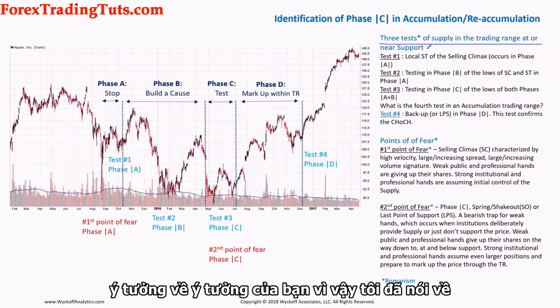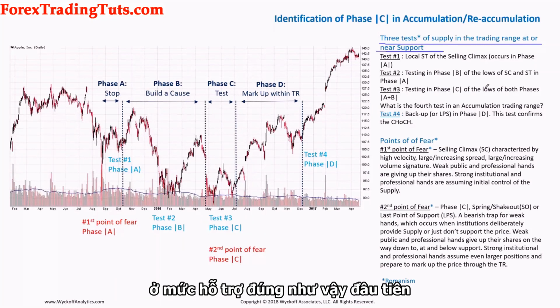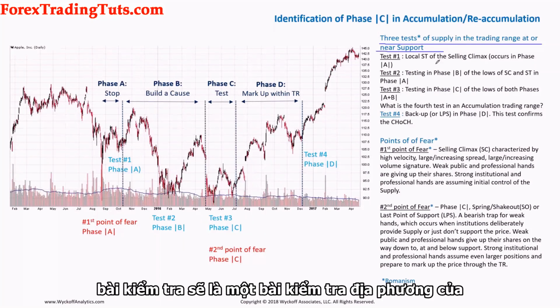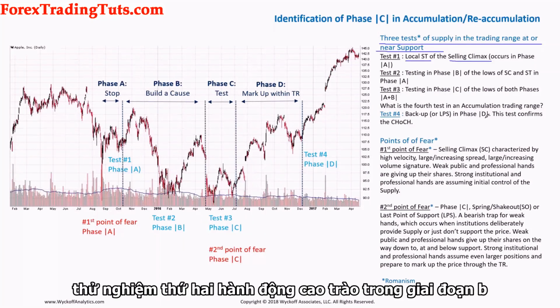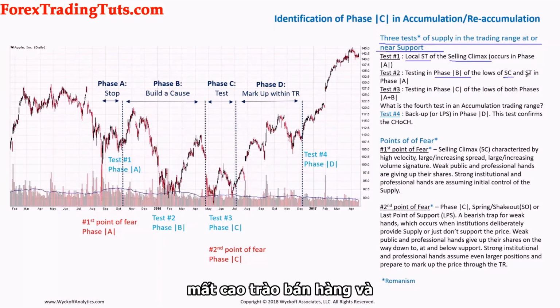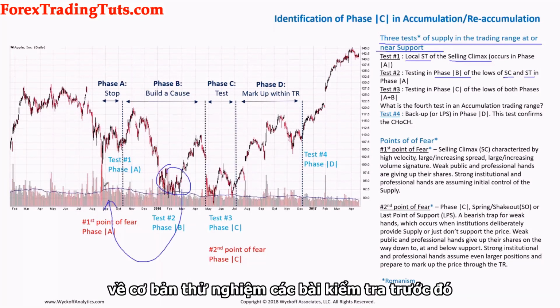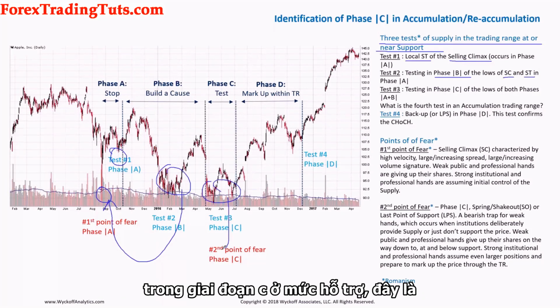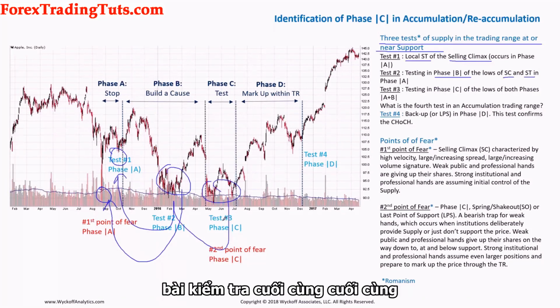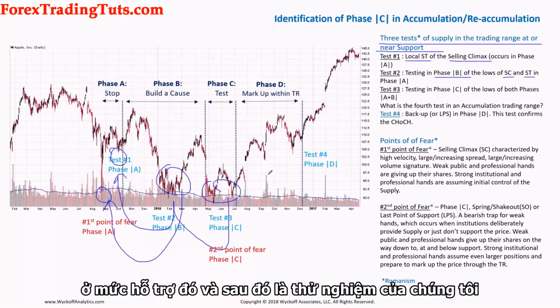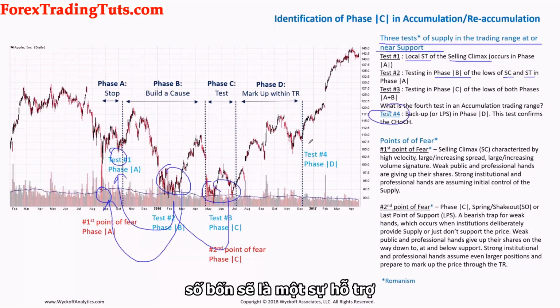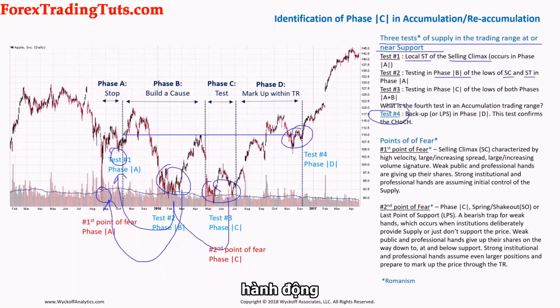So I've talked about 3 tests at the support level, right? The first test is going to be a local test of the climactic action. Second test in phase B of the lows of the selling climax and the secondary test. So in phase B, we're basically testing the previous tests. In phase C, at the support level, this is the last test, the final test of the supply at that support level. And then our test number 4 is going to be a backing up action.